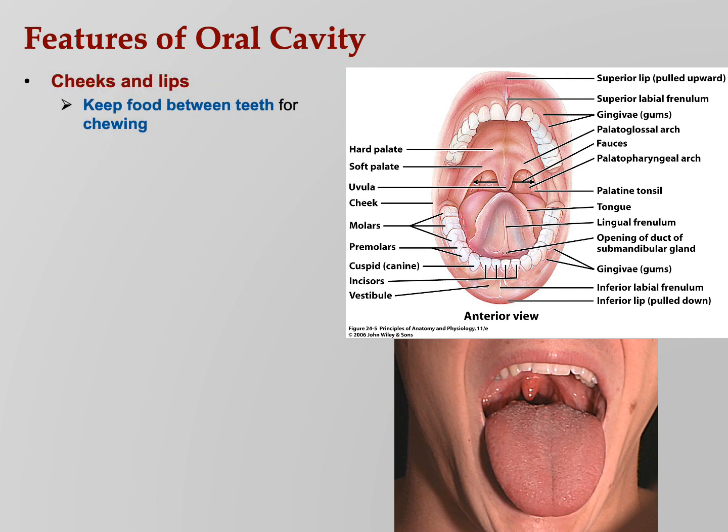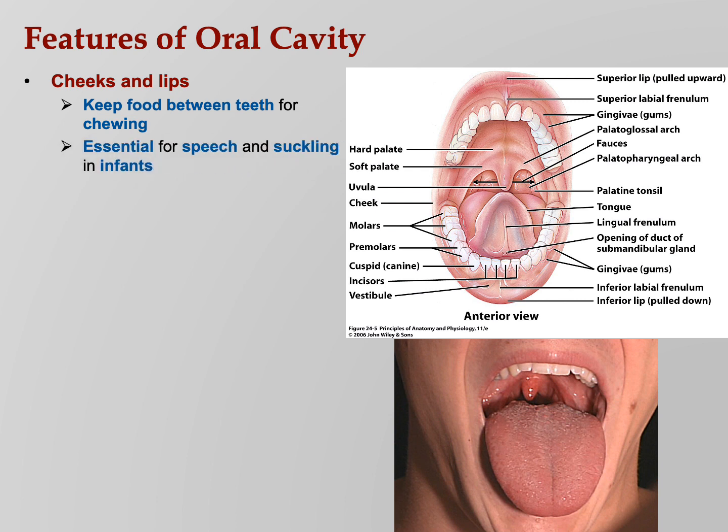Oral cavity, cheeks and lips keep food between teeth for chewing. Remember we talked about Bell's palsy. One of the problems they had was food falls out of their mouth when they try to eat. So the cheeks and lips actually hold food in while the teeth can work on it.